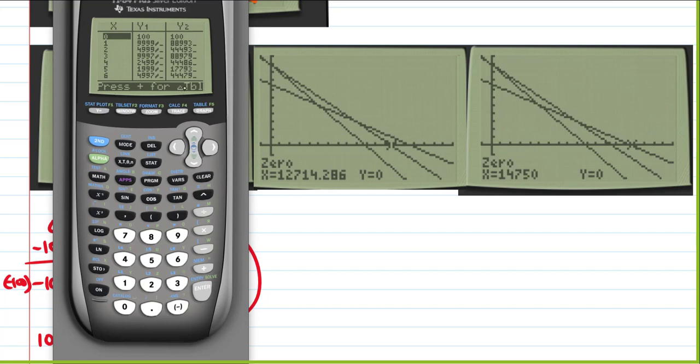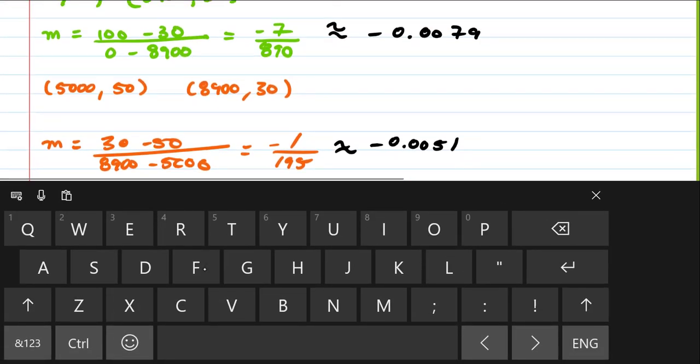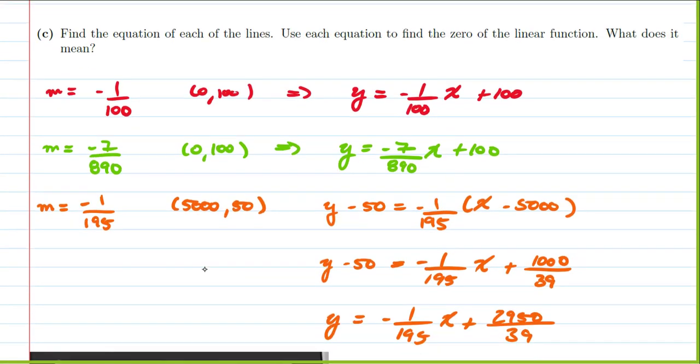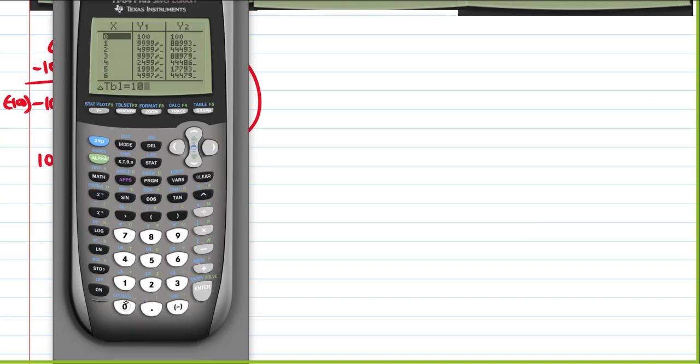So you'll notice that on the bottom it says, press plus for delta table. If we press our plus key, we can then change what our x's are going to change by. So if we look at our original graph, what are our x's changing by? Thousands. So that seems like it would be a good way to look at it. So we change our delta x to 1,000. And now we can see our percents oxygen and so forth when we look at them in our table.